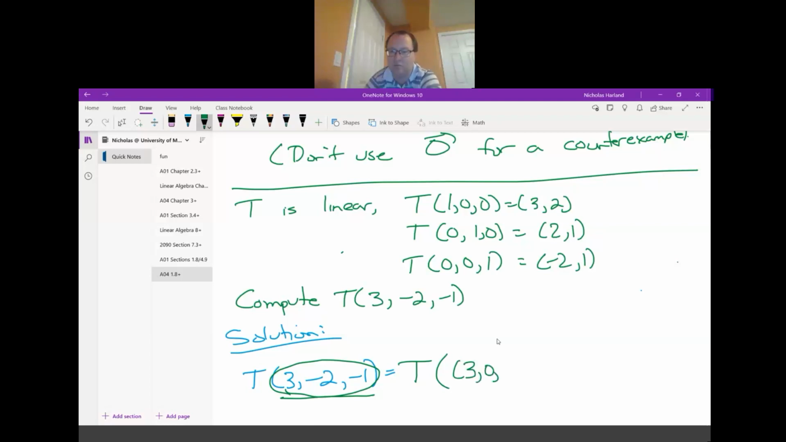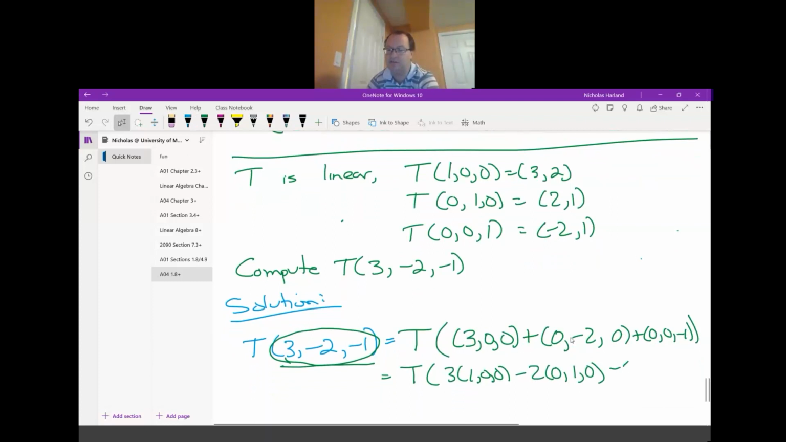Right, we could write it as (3, 0, 0) plus (0, -2, 0), plus (0, 0, -1). Now, it's debatable as to why we would want to do this, but I'll give you a reason in a minute. So we can write it as 3 times (1, 0, 0), minus 2 times (0, 1, 0), minus 1 times (0, 0, 1). We can write the vector we want as a linear combination of the vectors we were given, specifically the standard vectors. So you could also say that this is 3i minus 2j minus k. Don't really need that, but we could.